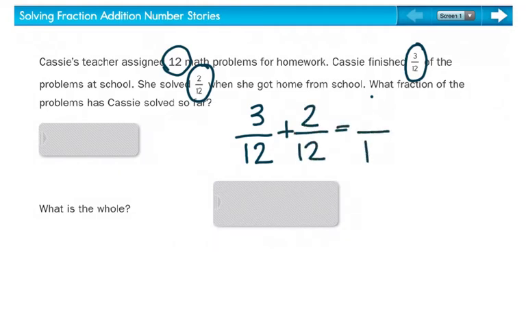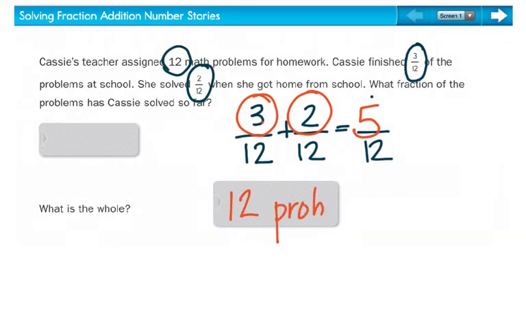So if she finished 3/12 at school plus another 2/12 at home, what we're going to do is keep the 12s the same because there were only 12 math problems even at school and at home that didn't increase. All we do is we go ahead and add the numerators. 3/12 at school plus 2/12 would be 5/12. What is the whole assignment? Well, the whole assignment is 12 problems. All right, let's go ahead and erase our whiteboards again.